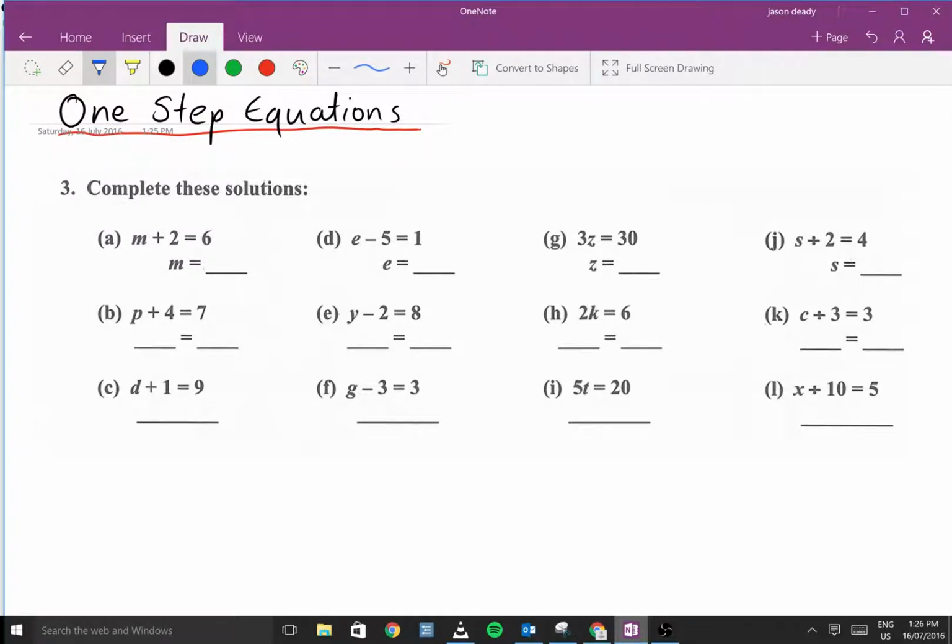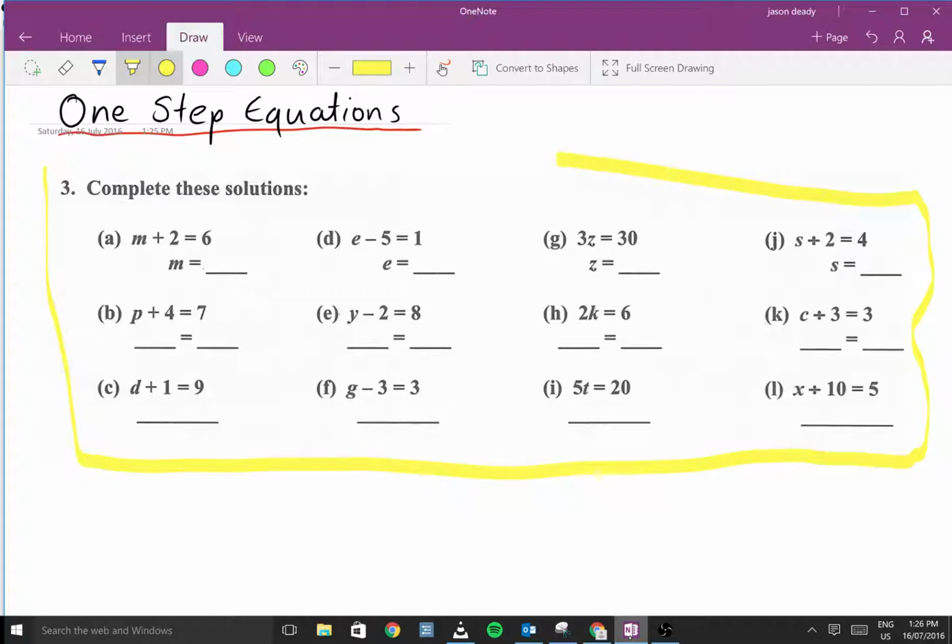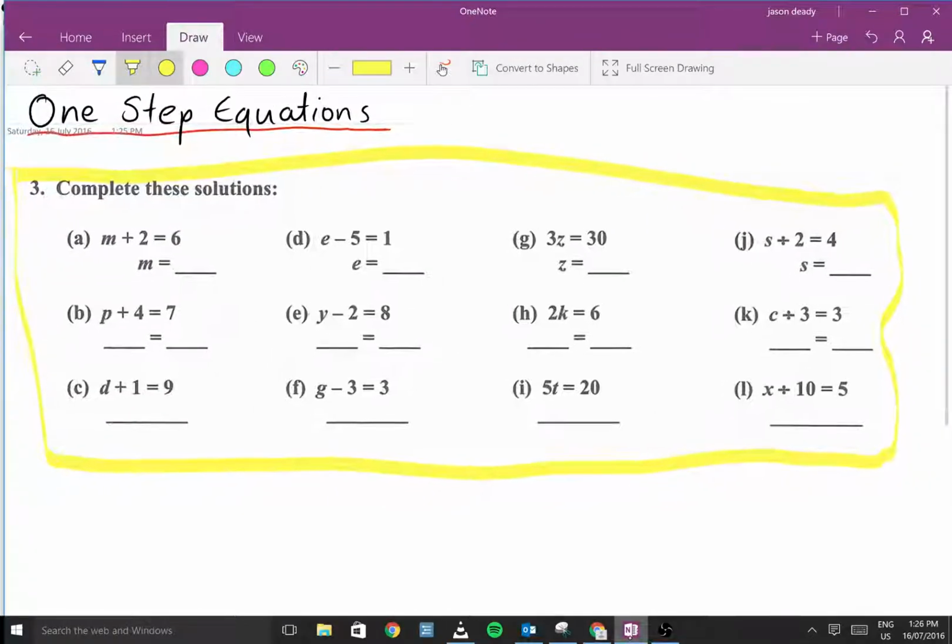And here you've got a whole bunch of one-step equations. The reason we call them one-step equations is that one thing happens. Here you've got m plus 2 equals 6, and the one step is that 2 is added. So to get rid of that step, you've got to do the opposite.